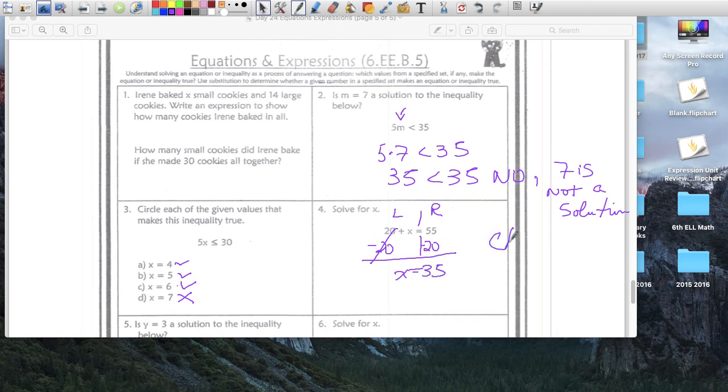Is that true? You can always check. For the check, you're going to copy the original equation. In this case, we know x is 35, so let's substitute: 20 plus 35 equals 55. Are both sides the same? Yes, because this is 55 and this is 55. So we know that our answer is correct.